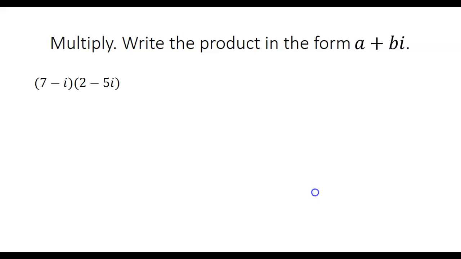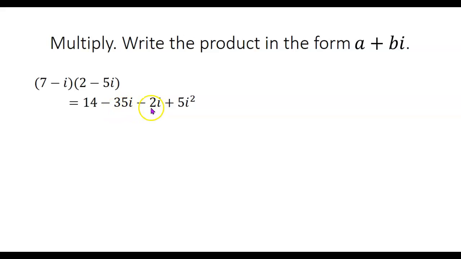Next example of multiplication, 7 minus i times 2 minus 5i. This one you can think of doing the FOIL method to multiply it out. Multiply the first, the outer, the inner, and the last terms. So first we have 7 times 2, that's 14. On the outside we have 7 times minus 5i, so that's minus 35i. On the inside we have a minus i times a 2, so that's minus 2i. And last we have a minus i times a minus 5i, so that would be plus 5i squared.